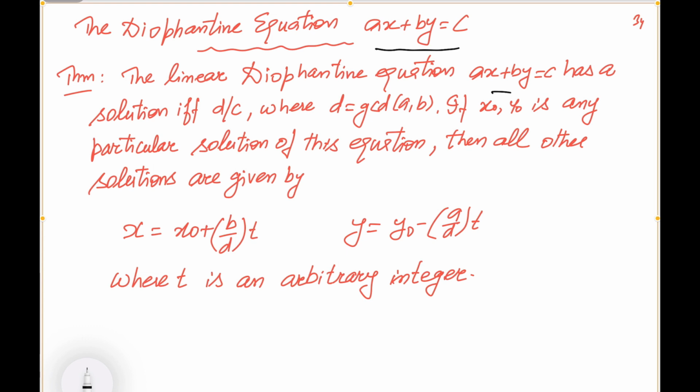if and only if the GCD of a and b, call it d, divides c. If d divides c, then we can easily find a particular solution x naught and y naught. All other solutions of the given Diophantine equation can be evaluated using these two relations, where t is an integer.